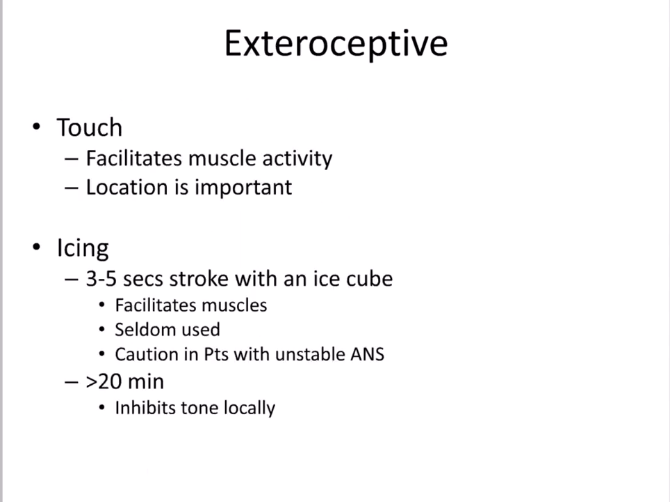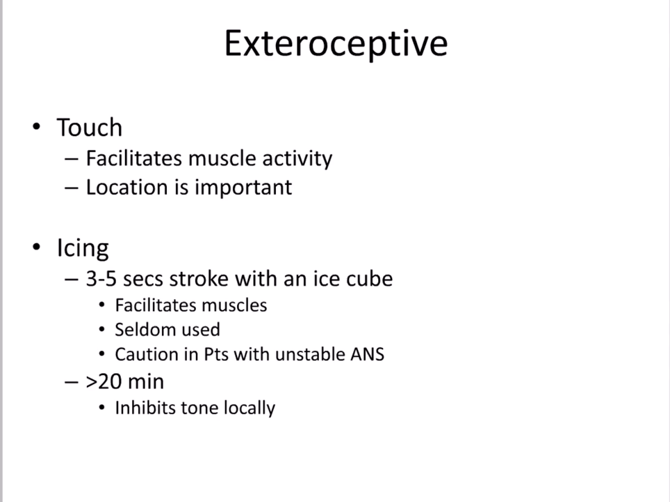In addition to proprioceptive input, we can also use exteroceptive input. An example of this would be touch. We've already talked a little bit about the importance of hand placement for muscle facilitation. Just simply touching the right muscle can have that muscle respond, and the patient will contract whatever muscle you're touching. Location is very important. Only use your hands when you have to and know why you're putting them in a particular place.